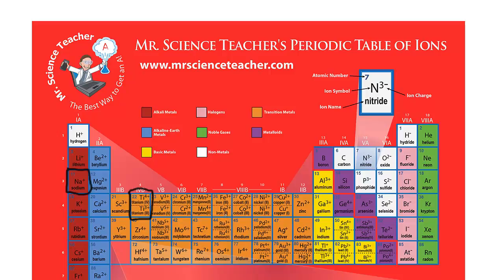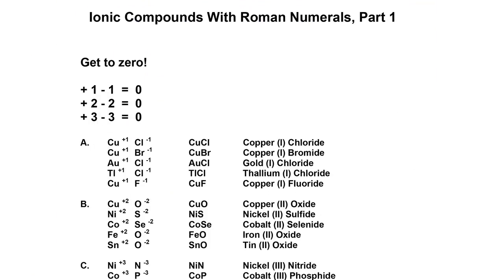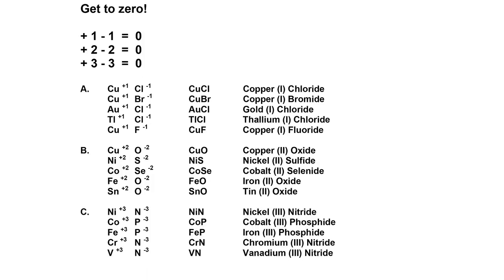Okay, so let's practice. Let's get it going. So we cruise on down here. Just like last week, the whole goal is to get to 0. Now we're just going to use elements that have more than one ion. Same thing, the name just changes. So it's just additional practice to reinforce what we did last week. So +1 - 1 = 0, +2 - 2 = 0, and +3 - 3 = 0.